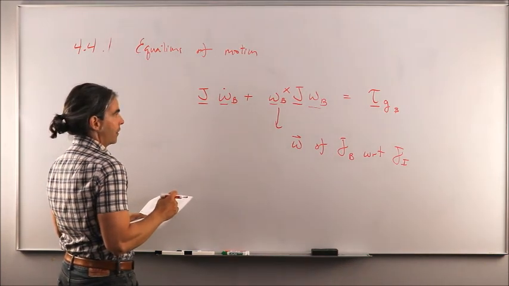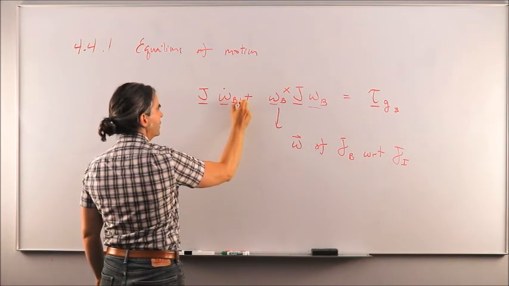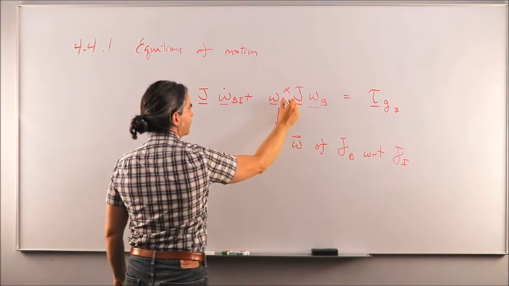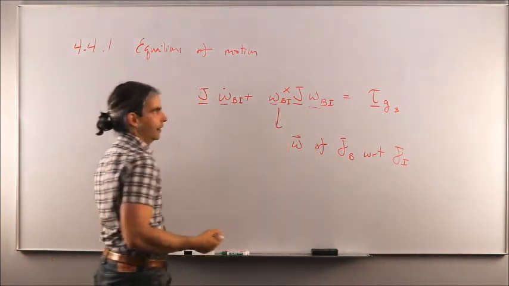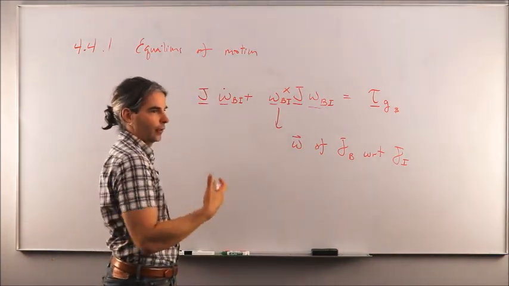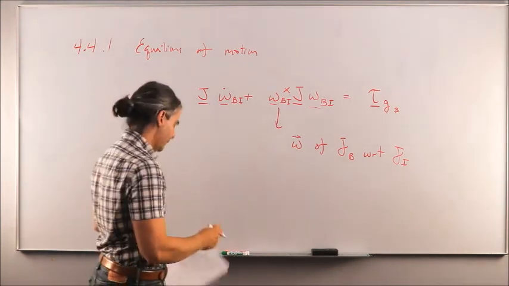Okay, and therefore, to be highly accurate, I could also write BI so that we're all on the same page, and refer to our omega B as omega BI, to really know that this is body fixed from the perspective of ECI. Okay.